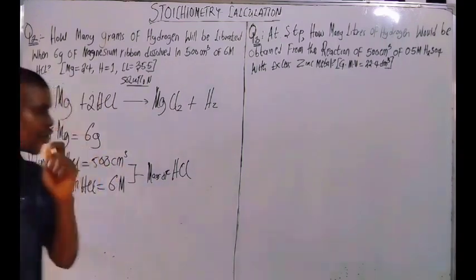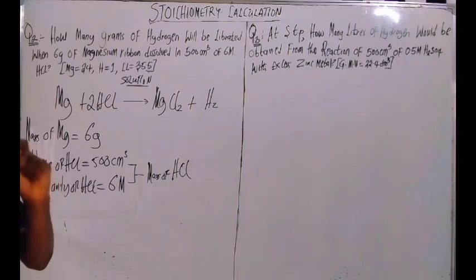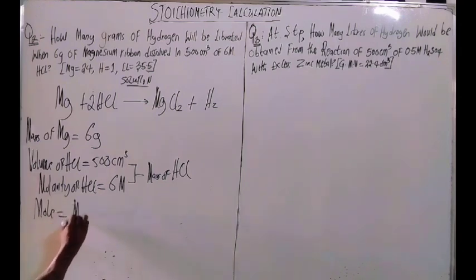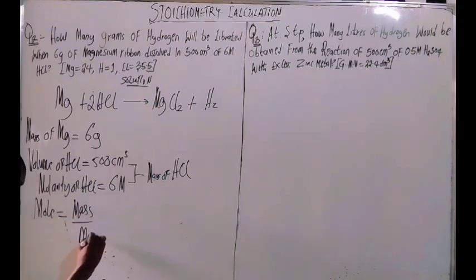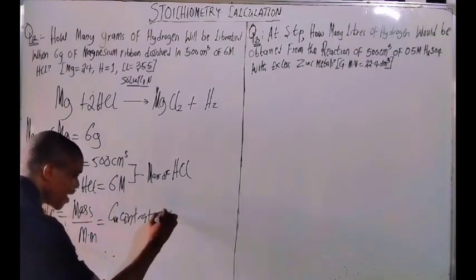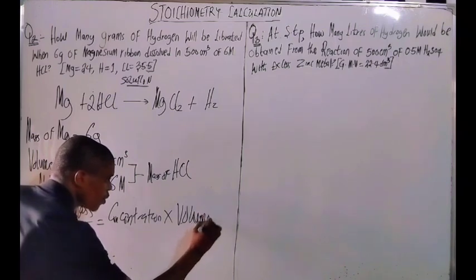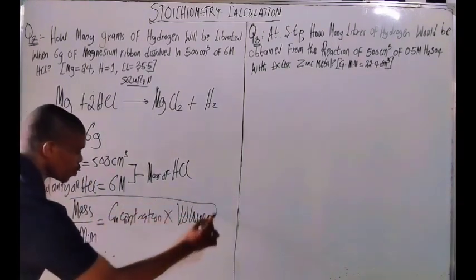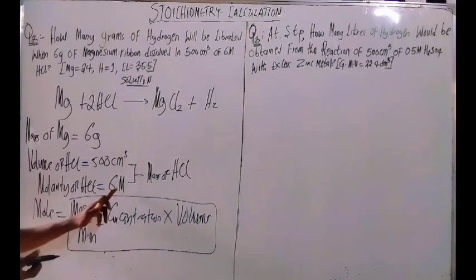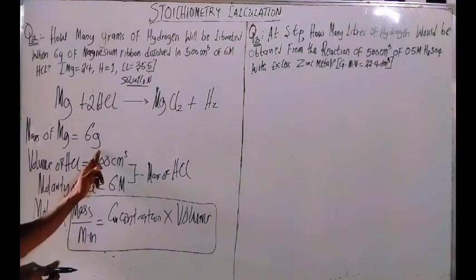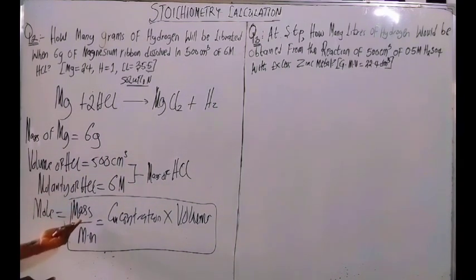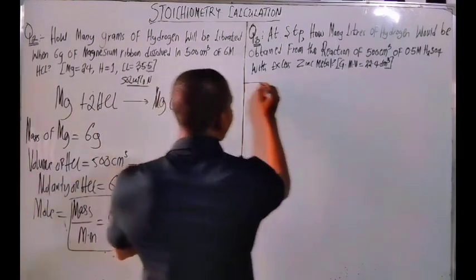In that video, I gave a formula that said mole equals mass over molar mass, which equals concentration times volume. You see that? This is what I'm going to use to calculate the mass of HCl. You know the reason why? They gave me the concentration of HCl, I know my volume, and I can calculate my molar mass, so I can really get my mass. So I will continue from here.